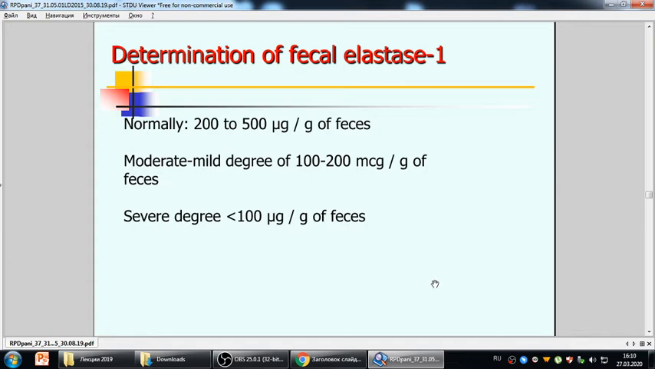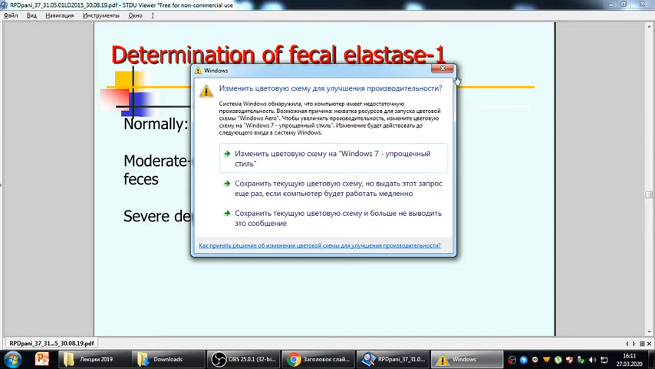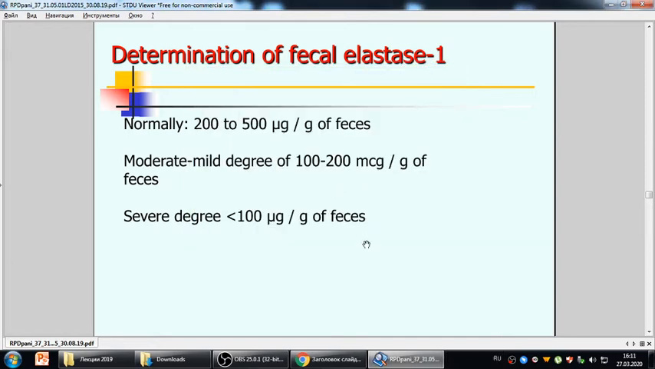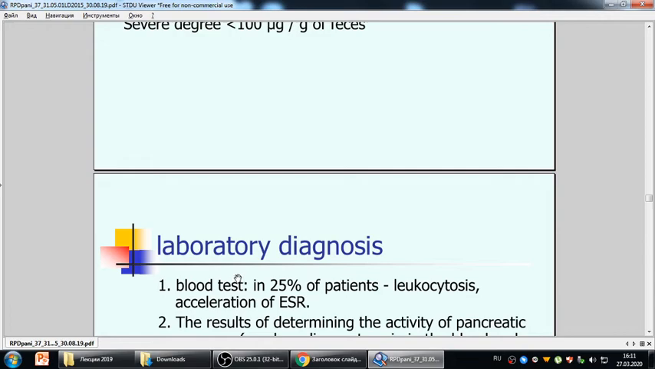This is our test, fecal elastase 1. Normally, the production of this elastase 1 is from 200 to 500 micrograms per gram of feces. When we have from 100 to 200 micrograms per gram of feces, it's a moderate, mild degree. Severe degree is less than 100 micrograms per gram of feces.